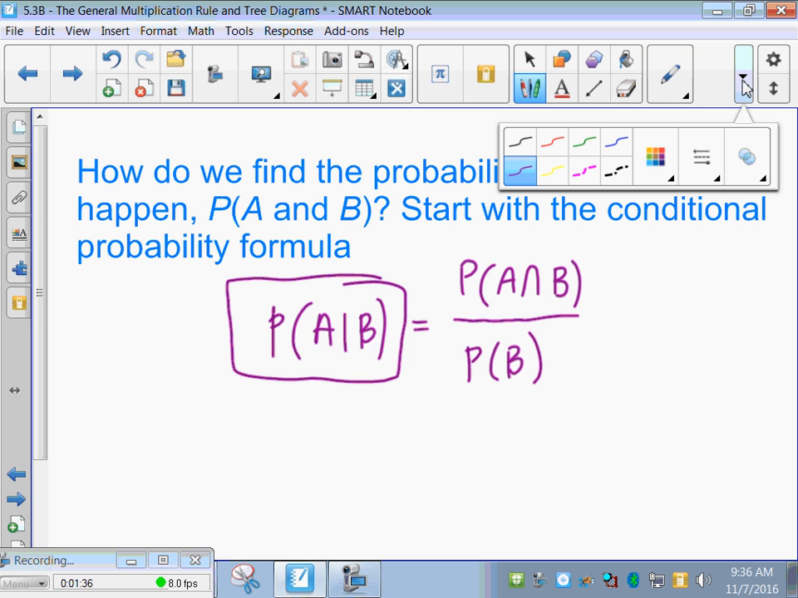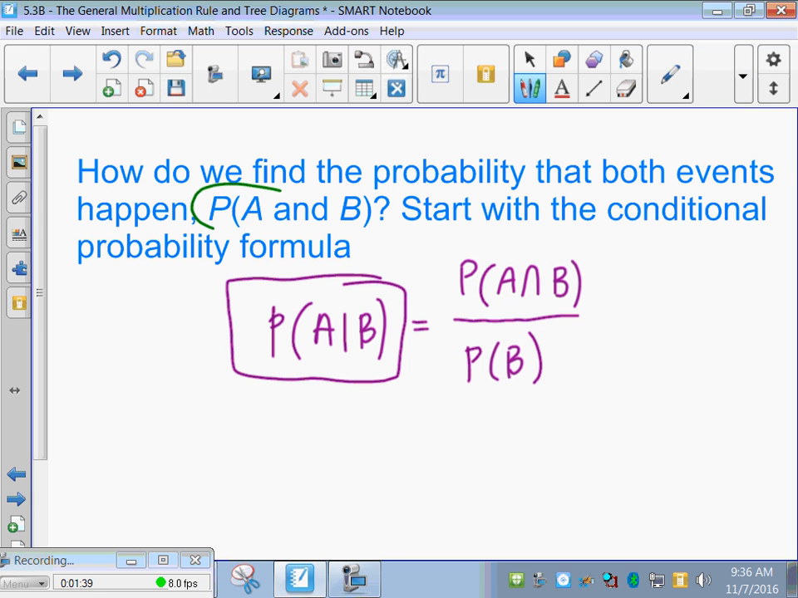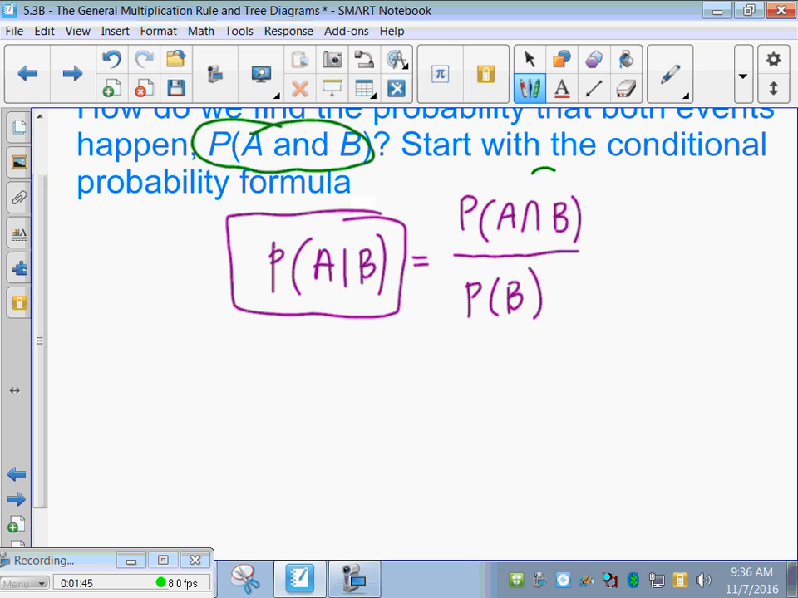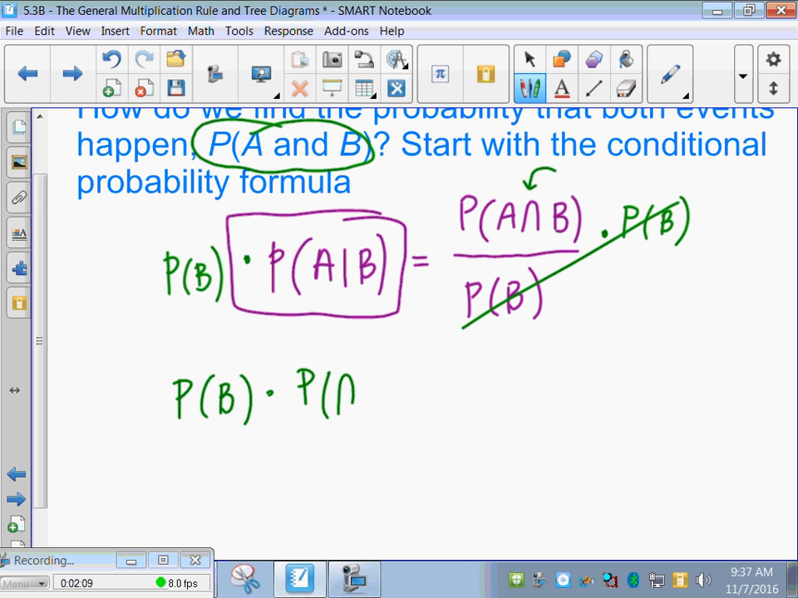So now we actually want to find an equation for the probability of A and B occurring. Well, the probability of A and B occurring is this piece right here. Okay? So we can manipulate this formula to find this by multiplying both sides by the probability of B happening. So this formula is not given to you, but this one is. So all you have to do is multiply by this probability, and we get the probability of B times the probability of A given B is equal to the probability of A and B happening at the same time.